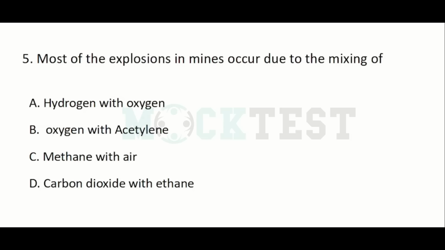Most of the explosions in mines occur due to the mixing of option A, hydrogen with oxygen, option B, oxygen with acetylene, option C, methane with air, option D, carbon dioxide with ethane. Most of the explosions in mines occur due to the mixing of methane with air.